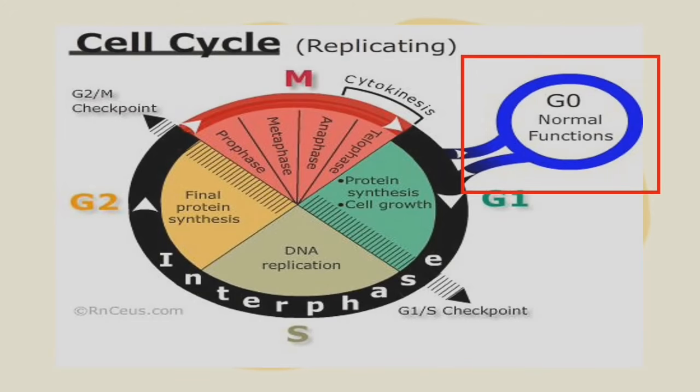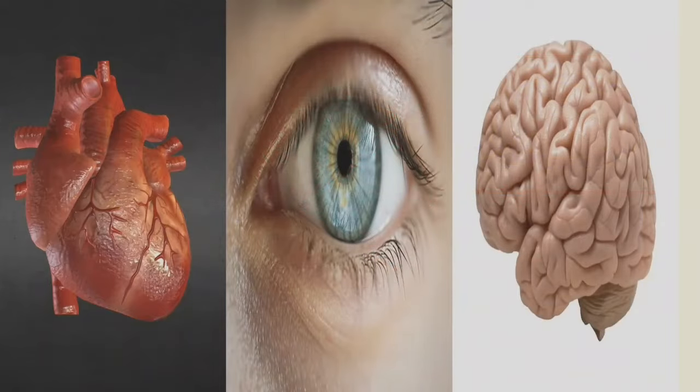Examples of the cells that undergo the G0 phase are the cells found in heart muscle, eyes, and brain. These cells function metabolically even though they are not ready for division. That's why if these cells are damaged, they may not be able to reproduce by themselves.